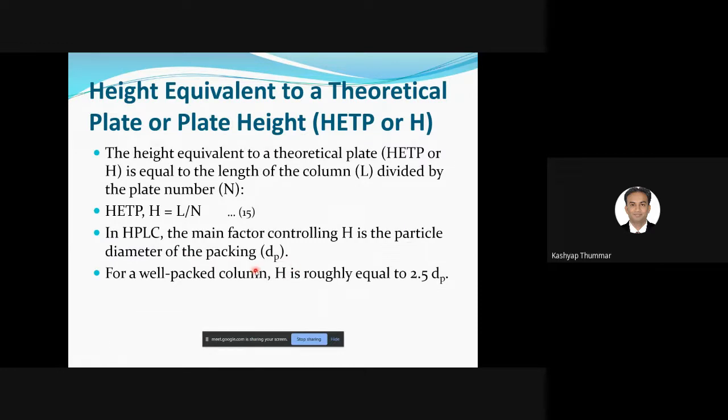Again, the new term is dp. The dp is the diameter of the packing. One common value is given for a well packed column: for the ideal column, H is roughly equal to 2.5 times dp. So the plate height is roughly equal to 2.5 times dp.